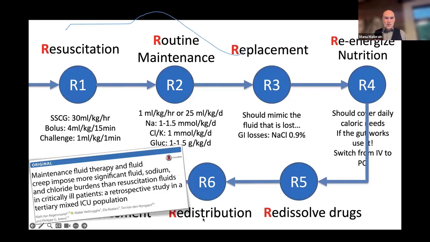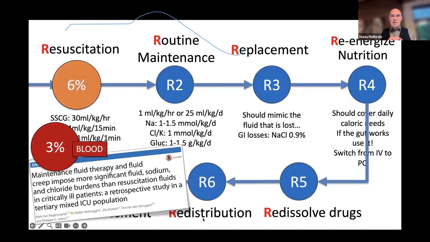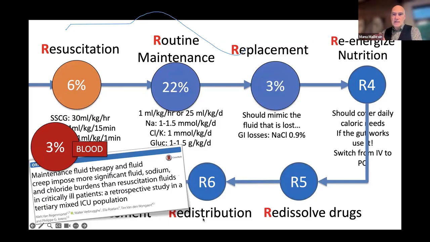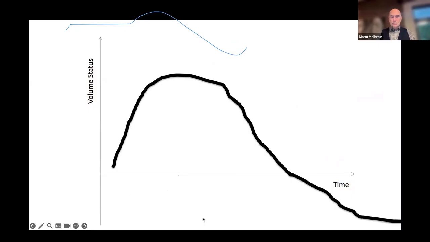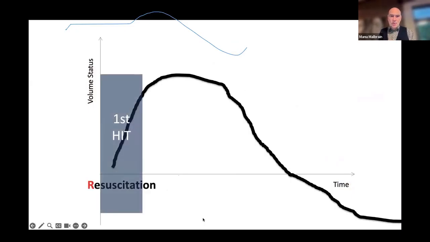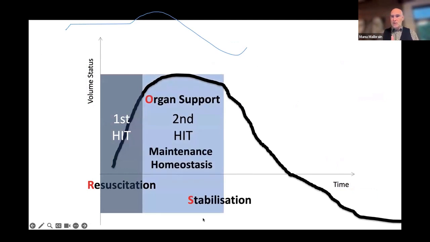Now, my colleague Niels van Regenmortel did a study in over 10,000 ICU patients, and he found that 6% of all fluids is for resuscitation, 22% is for maintenance, nutrition is about 33%, and fluid creep is another 33%. So if you take maintenance, nutrition, and creep, it is already more than 50% of all fluids. Now, whenever something happens to your patient, whether it's sepsis, burns, pancreatitis, fluids are life-saving and fluid balance should be positive.